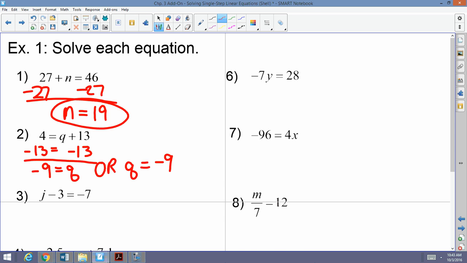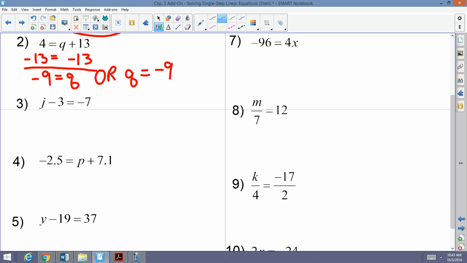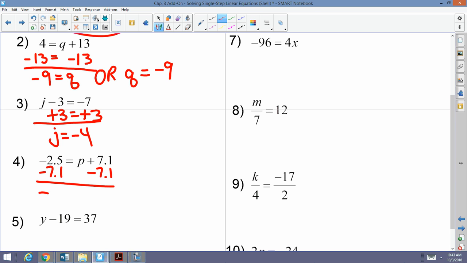Thank you, sir. Number 3, I got j minus 3 equals negative 7. How do I get rid of a negative? Positive. So I'm going to add 3 to both sides, keeping the equality. So j equals negative 4. How do I get rid of this 7.1 that I got here? Yeah, so you're going to subtract 7.1 to both sides. Remember that when the signs are the same, you add and keep the sign. So this would be negative 9.6 equals P.